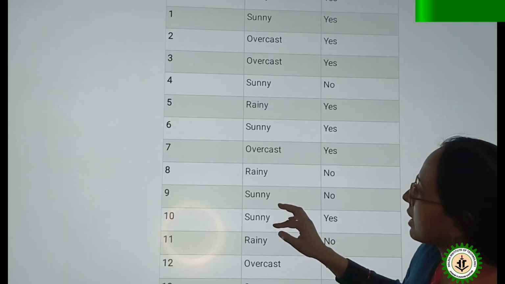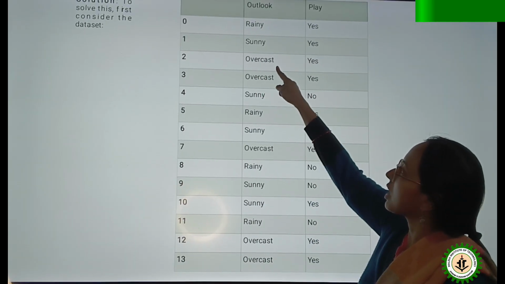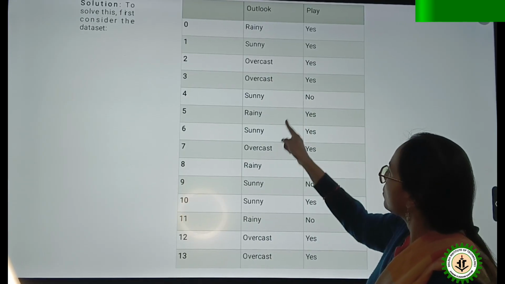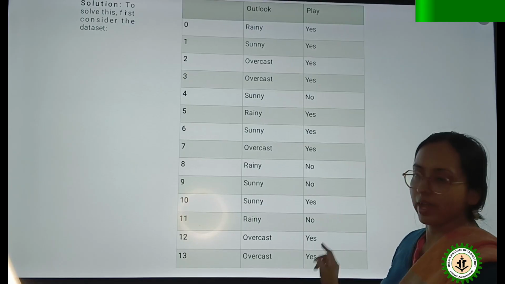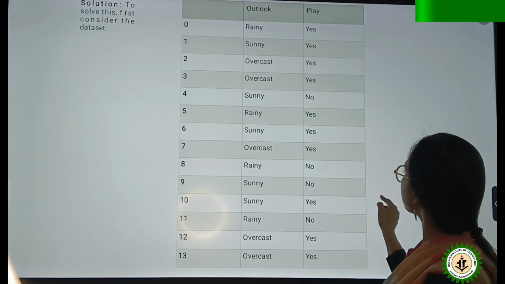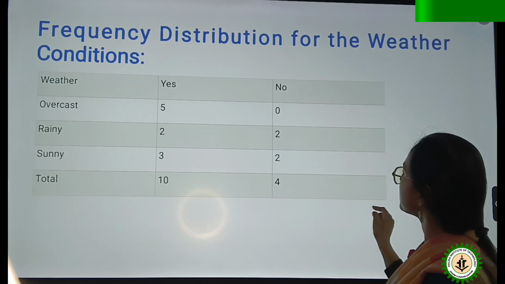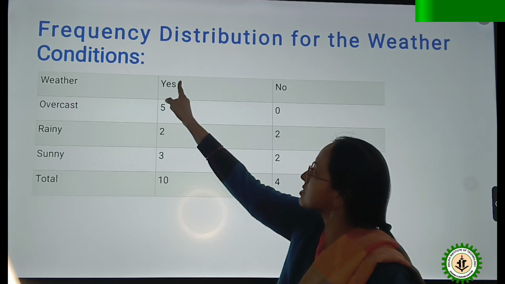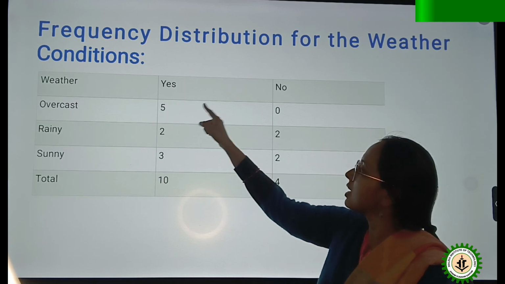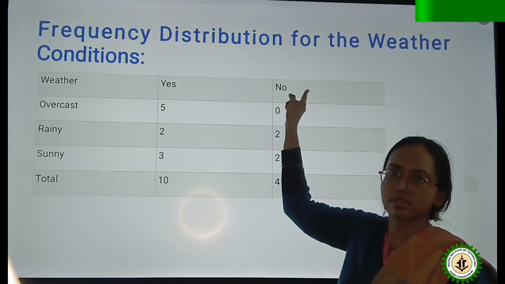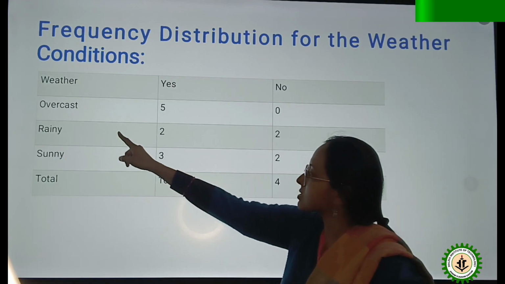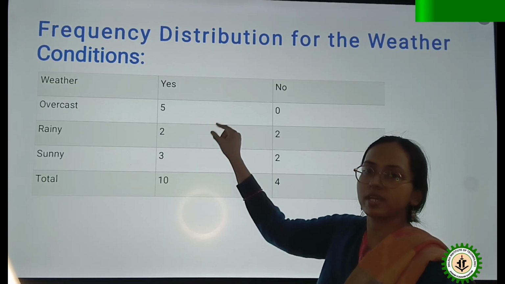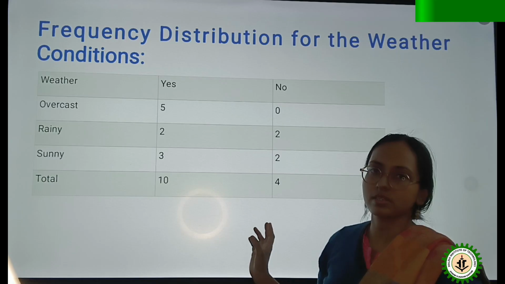So let us again go back to this. We can see here the overcast and yes combination. How many records are there? 1, 2, 3, 4 and 5. So these 5 records have the overcast condition as well as the yes category. That's why inside this we have overcast, and for the yes category we have 5, and we have nil records for overcast and no. Now next comes rainy and sunny. Similarly, we are going to calculate the values and place them over here, and this is my frequency distribution table.